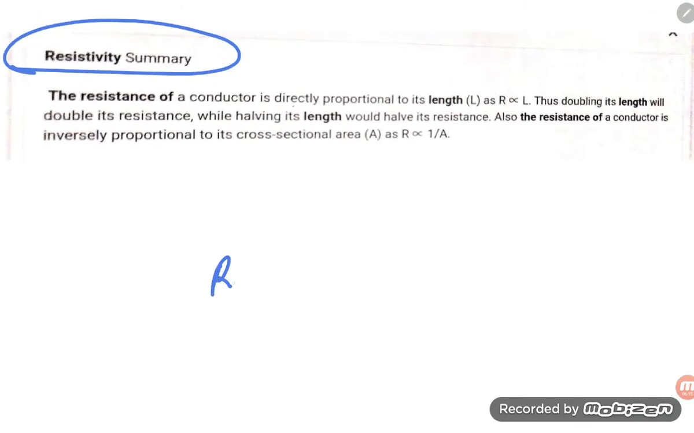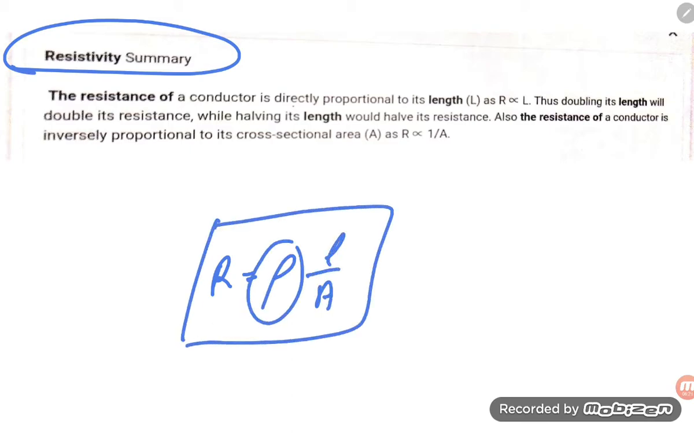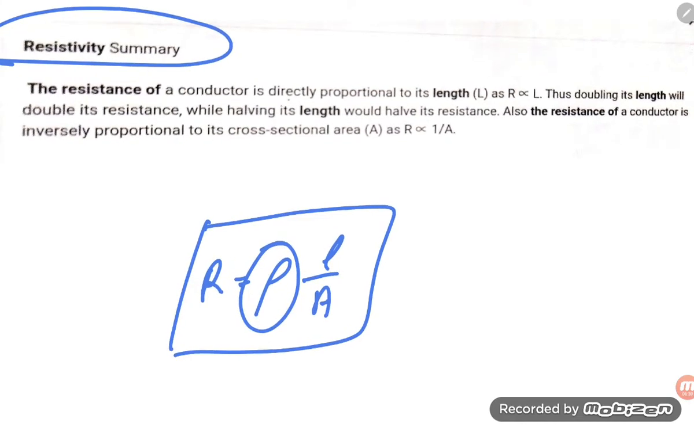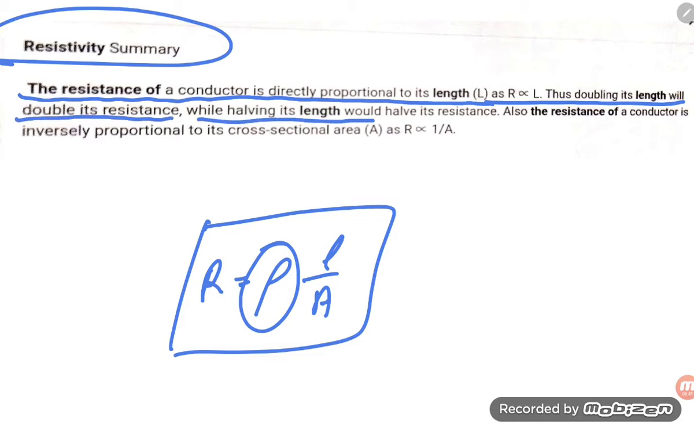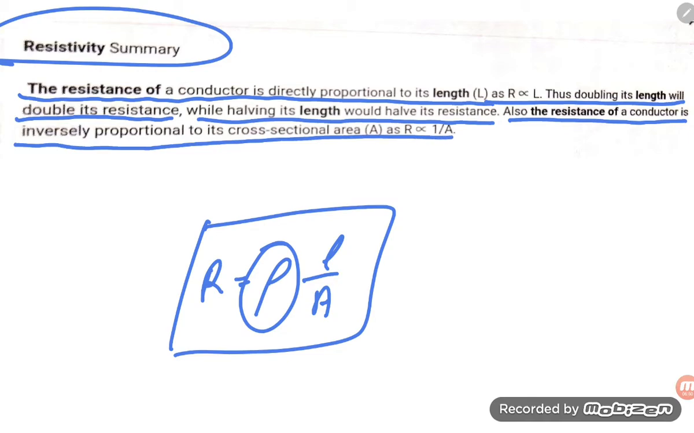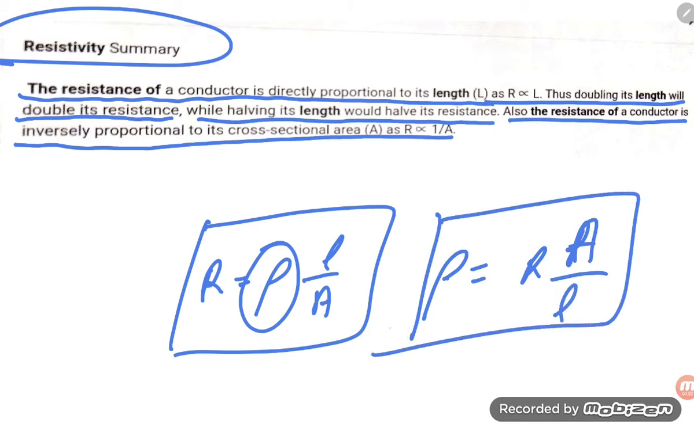Already I explained, R is equal to rho L by A, where rho is the resistivity. You can read out the slide, student. The resistance of a conductor is directly proportional to length. Thus, doubling the length will double the resistance, while halving the length will halve its resistance. Also, the resistance of a conductor is inversely proportional to its area of cross section. So if you are calculating resistivity, rho is equal to R A by L.